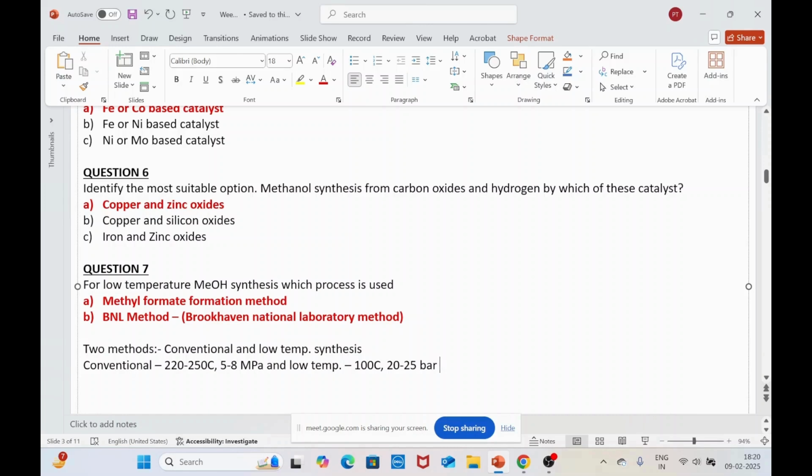So in this low temperature, as we saw, we have methyl formate formation method and BNL method. Does anyone know what kind of catalyst is used, or what is the process on which this methyl formate formation method and BNL method work? Just the process.